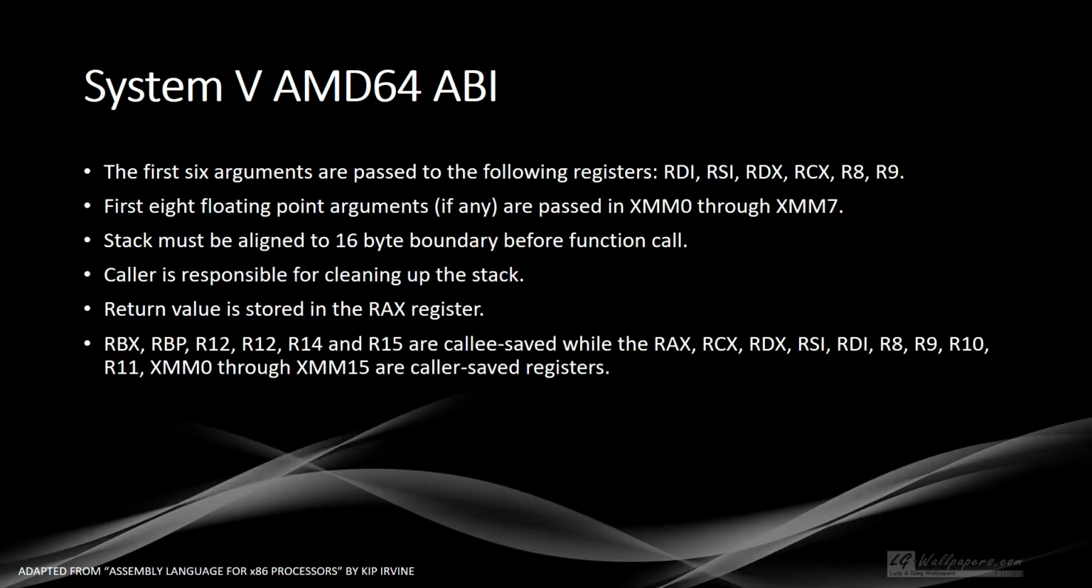And one interesting thing: if you have floating point arguments, suppose those are not integers, those won't be passed in the normal registers, they will be passed in the FPU registers. I think we saw them in our first video. Those are XMM0 to XMM7, so you are going to use those registers to store the arguments if they are floating point. And then you have something new here as well, which says the stack must be aligned to a 16 byte boundary.